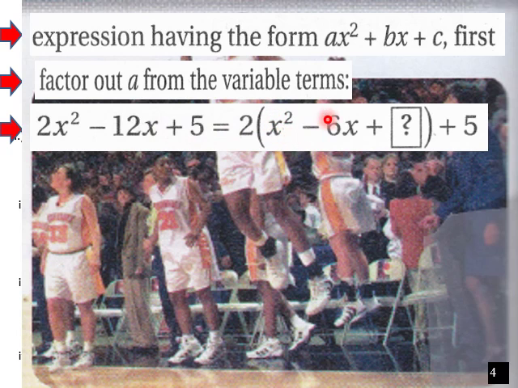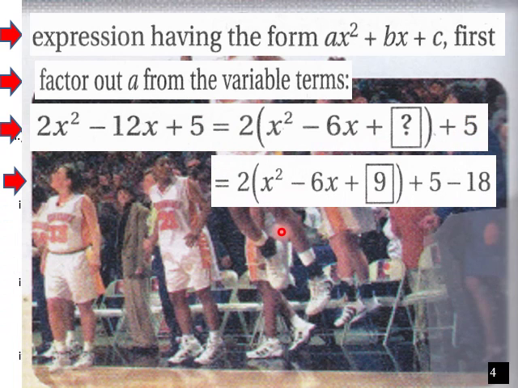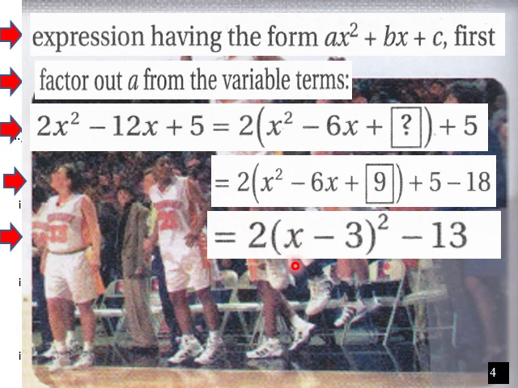So this works here, but what about the 2 and the plus 5? What do we get? We take 1/2 of b and then square it, and it's 9, plus 5, minus 18. This is 18 because 2 times 9 is 18, and we subtract it. We're adding 9 inside the parentheses, and then outside the parentheses we're subtracting 2 times 9, which is 18. So this becomes 2 times the quantity x minus 3 squared, this is a perfect square here, minus 13.